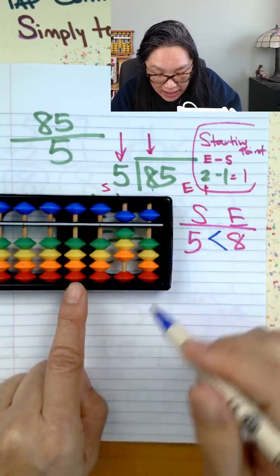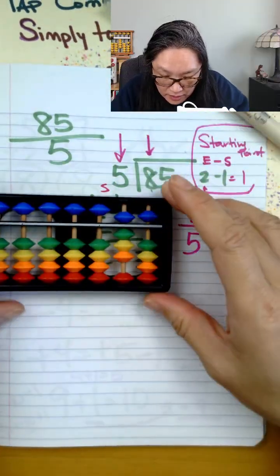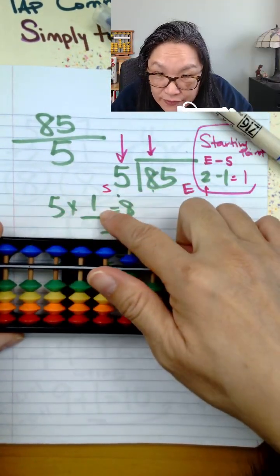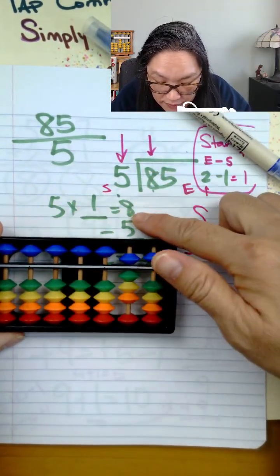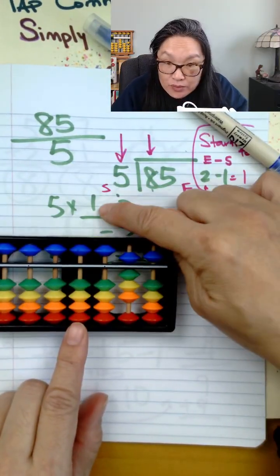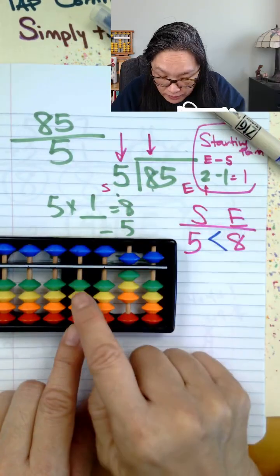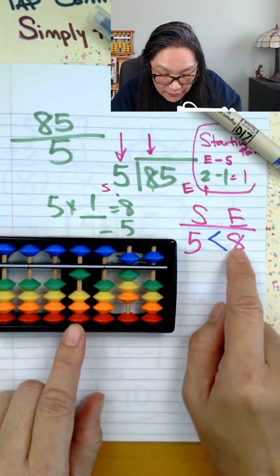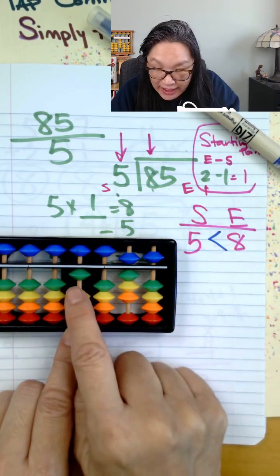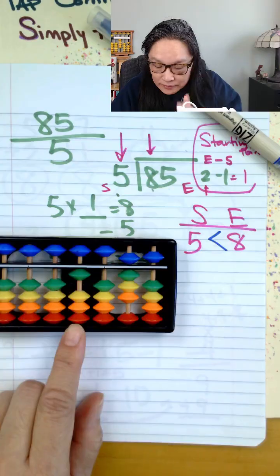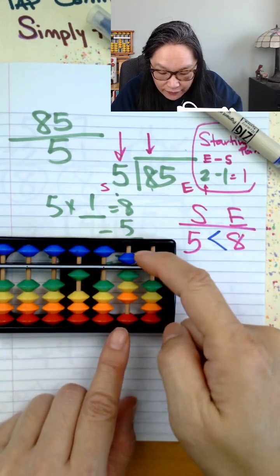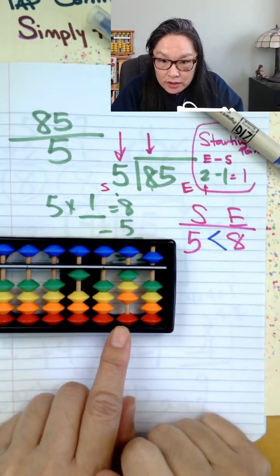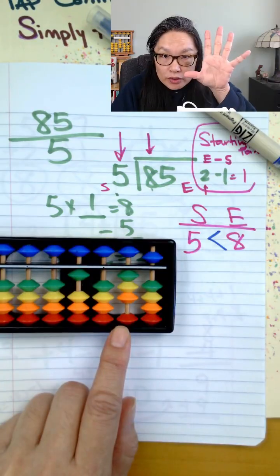My question now is, 5 times what is equal to 8? 5 times 1. I add my 1, my answer, here. Because my dividend is bigger, my answer will sit here. Then I'm only going to take away 5. So now I'm taking away 5.